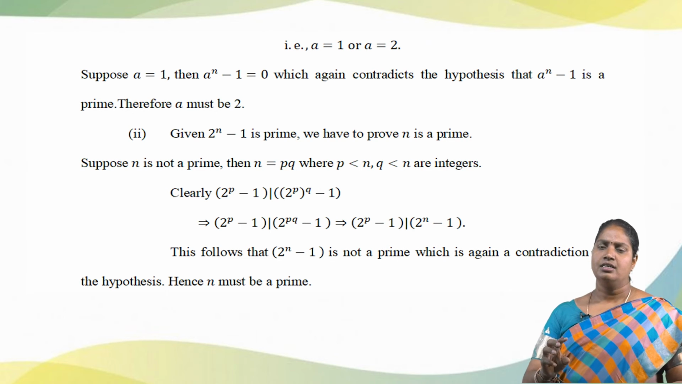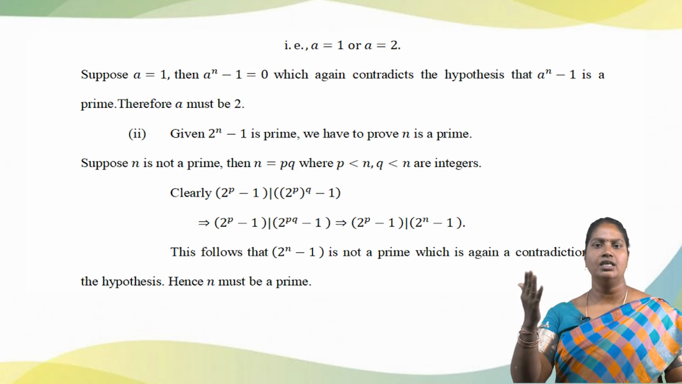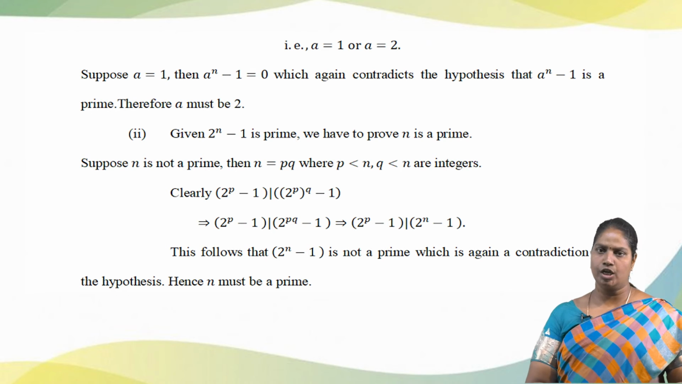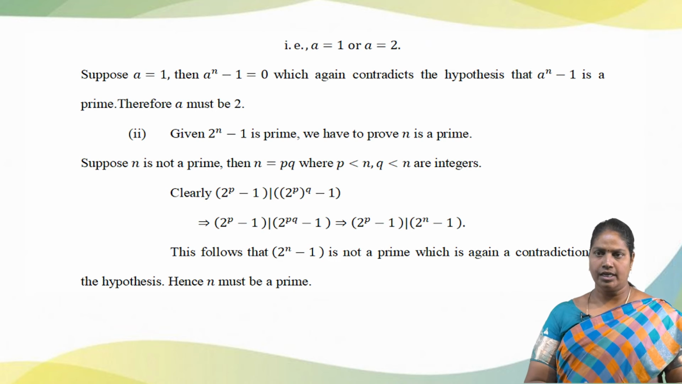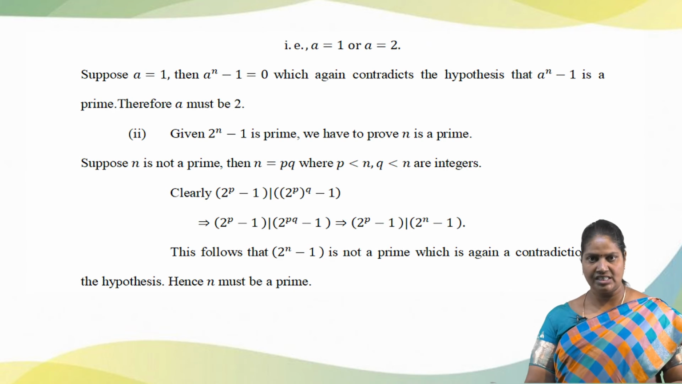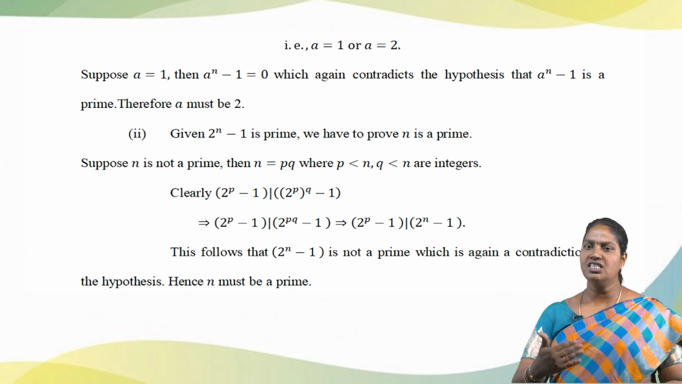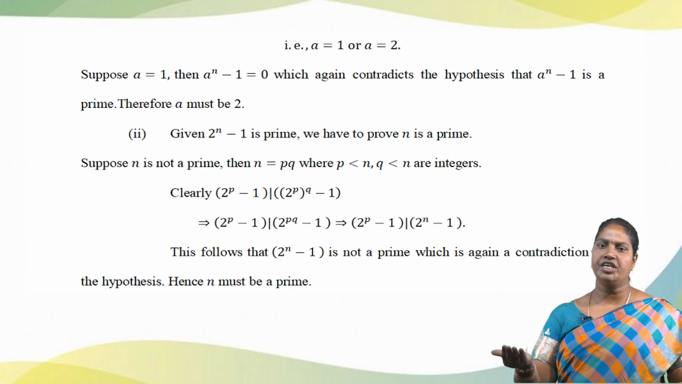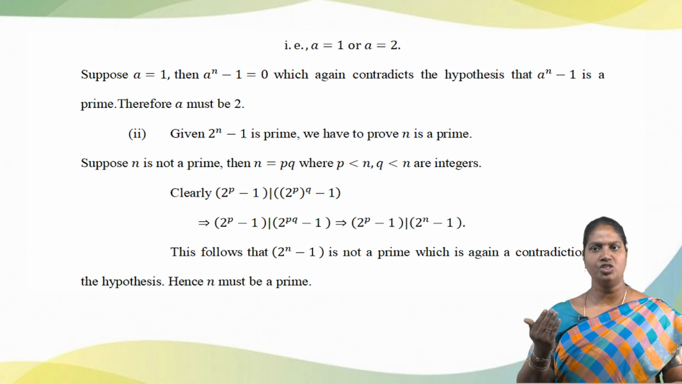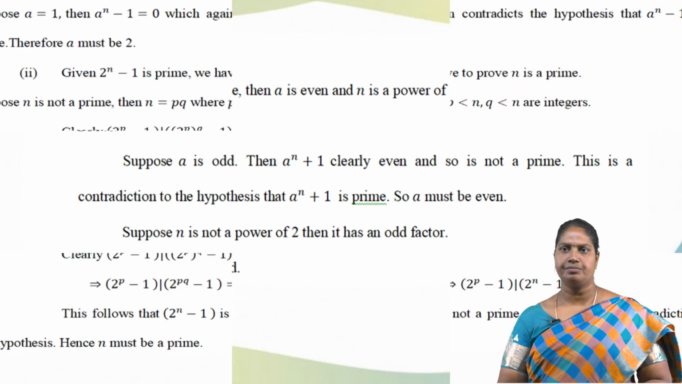Again, using the same argument, using the binomial expansion as in the theorem after the Goldbach conjecture, we can conclude that 2 power p minus 1 divides 2 power pq minus 1. So that is, 2 power p minus 1 is a divisor which is greater than 1, and also it is a divisor of 2 power n minus 1. This leads to us that 2 power n minus 1 is a composite number, which is a contradiction to our hypothesis that 2 power n minus 1 is prime. Why is it so? Because our assumption that n is not prime is wrong. Hence n should be a prime number.